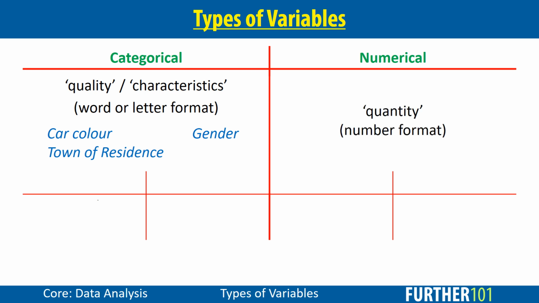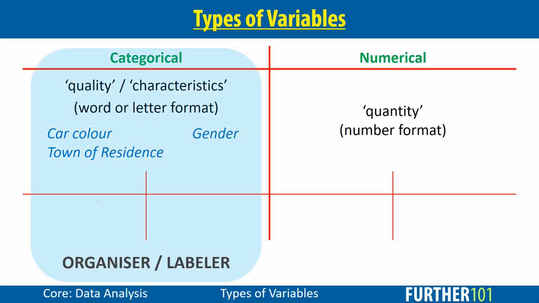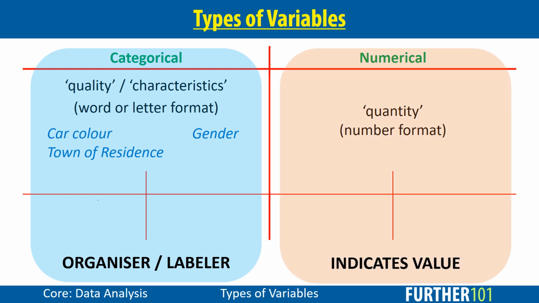Numerical variables contain data that describes the quantity of what is being measured or observed. Classic examples of numerical variables are a person's height or the number of siblings a person has. In other words, categorical data is used to organise or label something of interest, whilst numerical data indicates the value of something of interest. Each of these broad variable types can be defined more specifically. Let's take a look at the 2 specific types of categorical variables first.